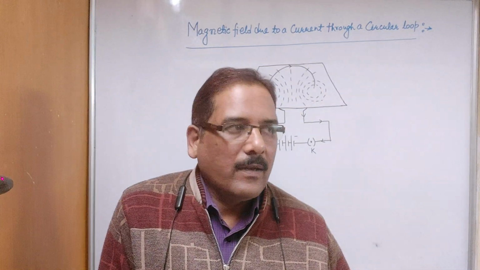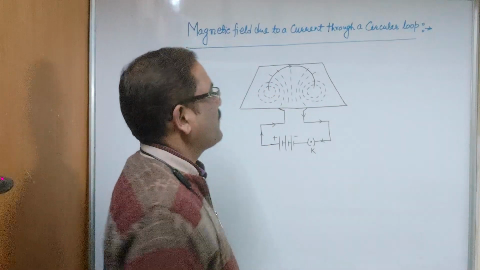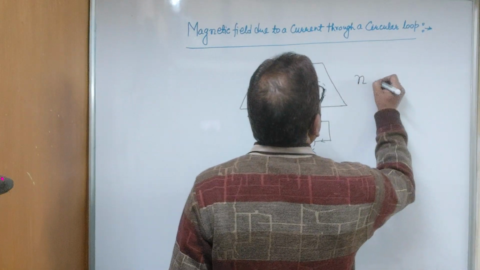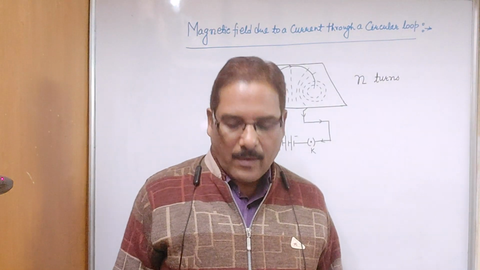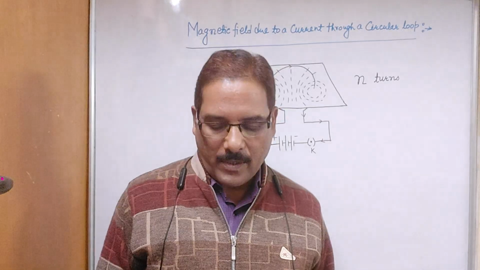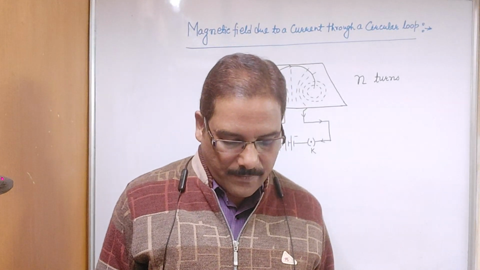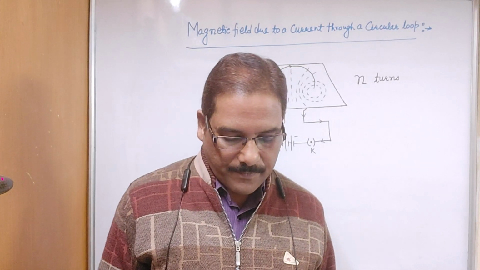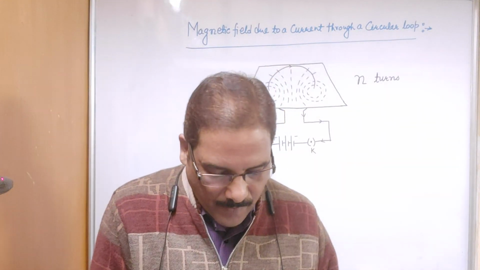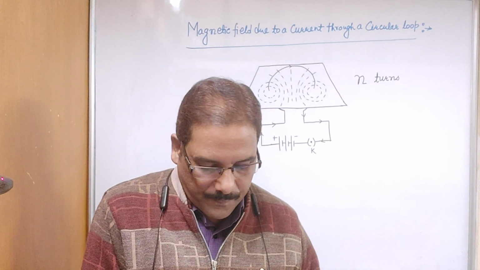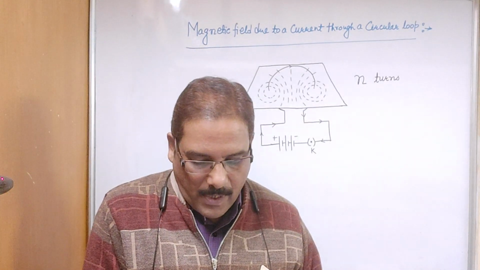You write this sentence: if there is a circular coil having n turns, the field produced is n times as large as that produced by a single turn. So this topic is complete, children.